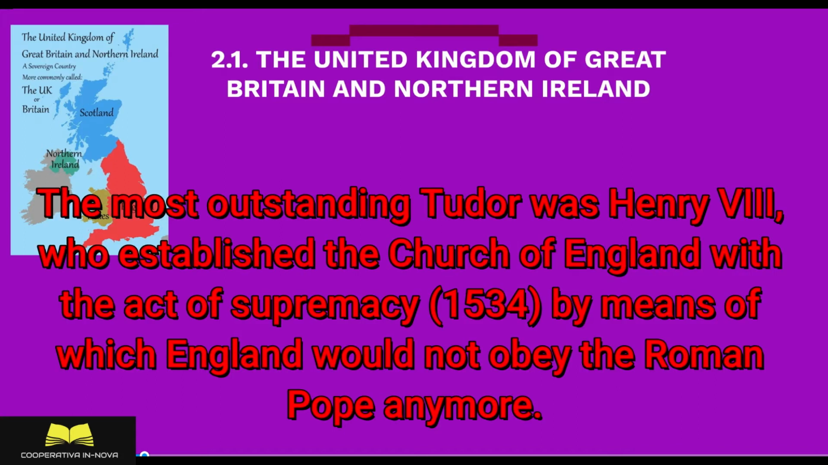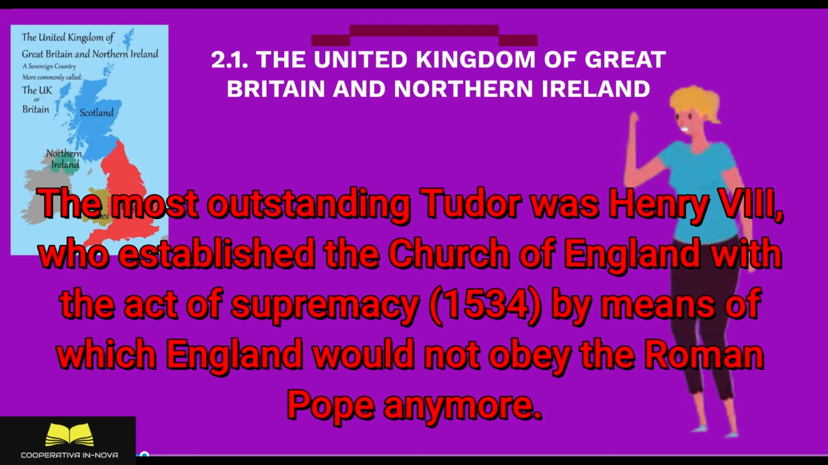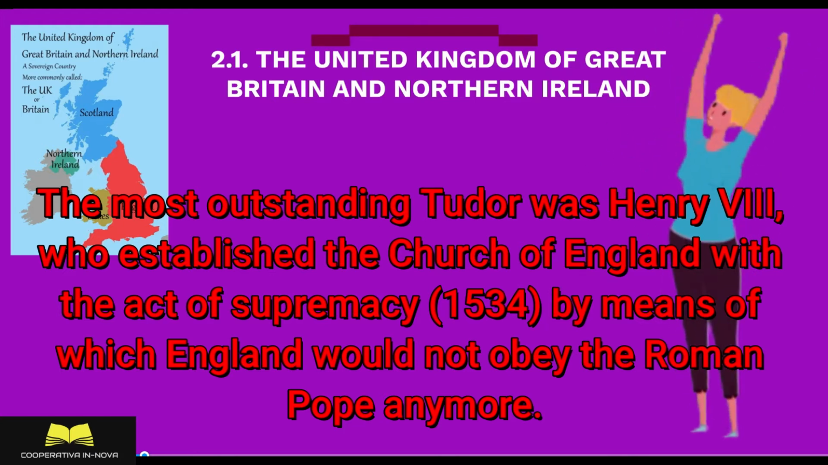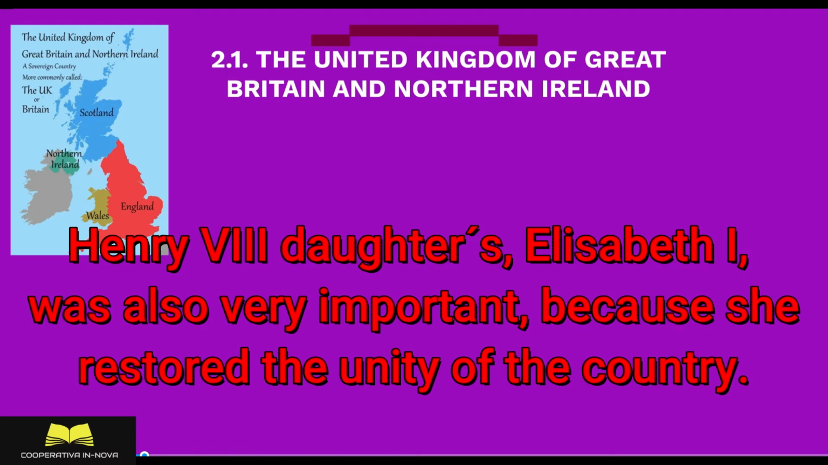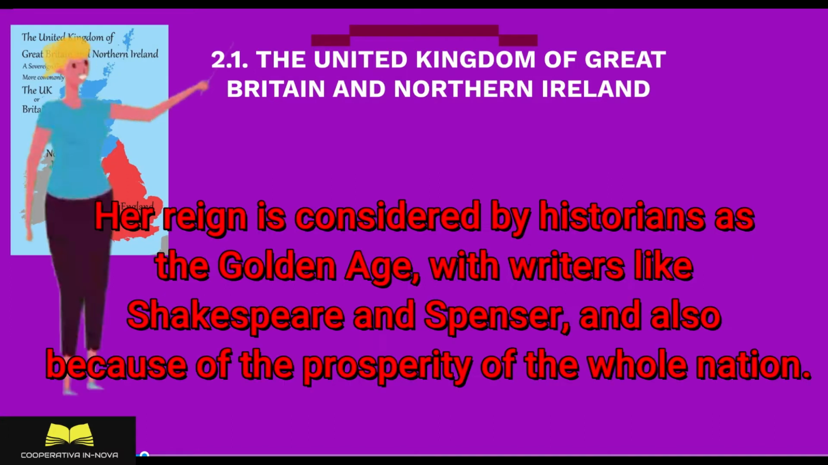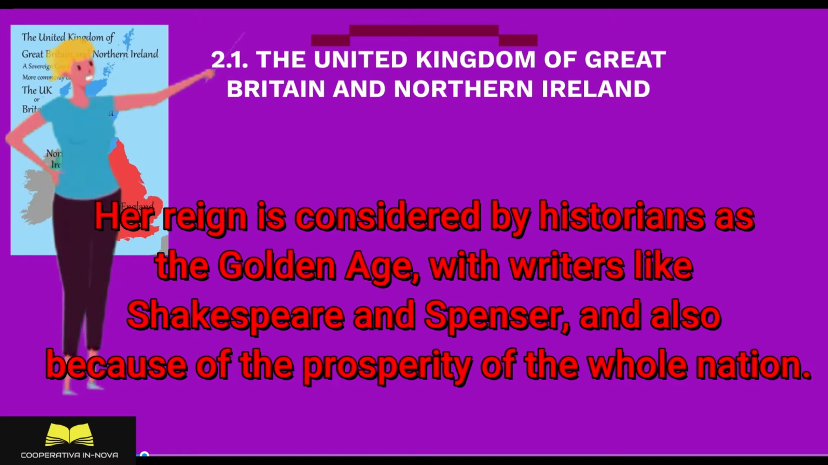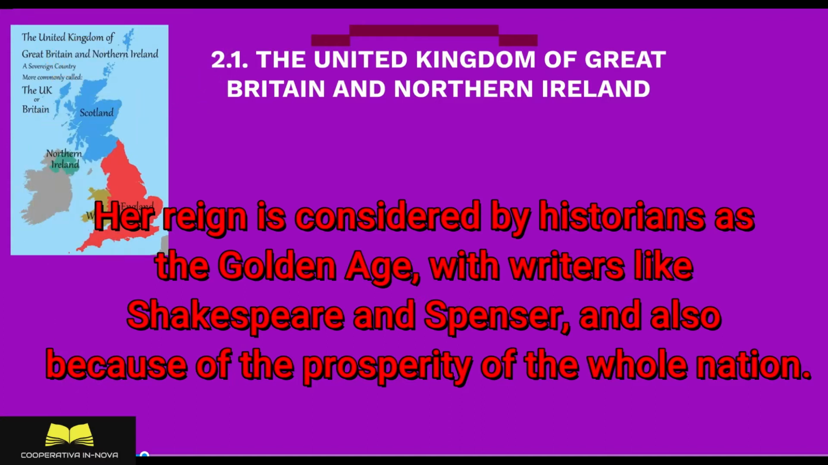The most outstanding Tudor was Henry VIII, who established the Church of England with the Act of Supremacy, 1534, by means of which England would not obey the Roman Pope anymore. Henry VIII's daughter Elizabeth I was also very important because she restored the unity of the country. Her reign is considered by historians as the Golden Age, with writers like Shakespeare and Spenser, and also because of the prosperity of the whole nation.